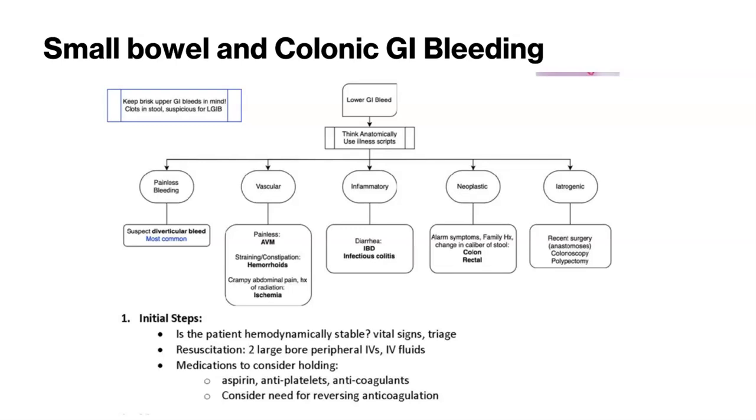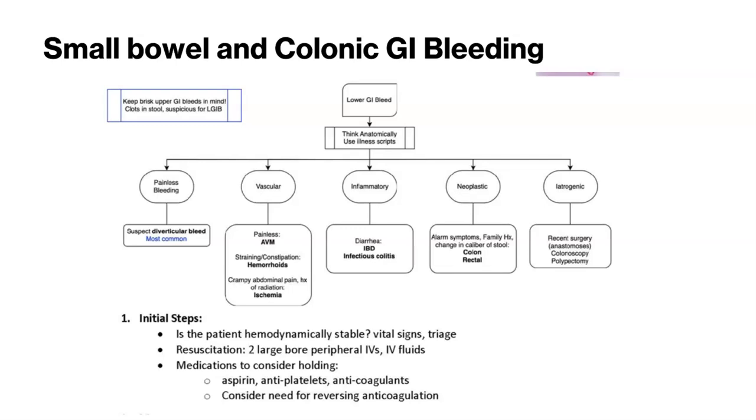Hemorrhoids can also cause bleeding and can be painful or painless, depending on if they are external or internal hemorrhoids, respectively. Bowel ischemia can also cause lower GI bleeding and typically also presents with significant abdominal pain and cramping. Inflammatory bowel diseases and some GI infections can both cause bloody diarrhea.